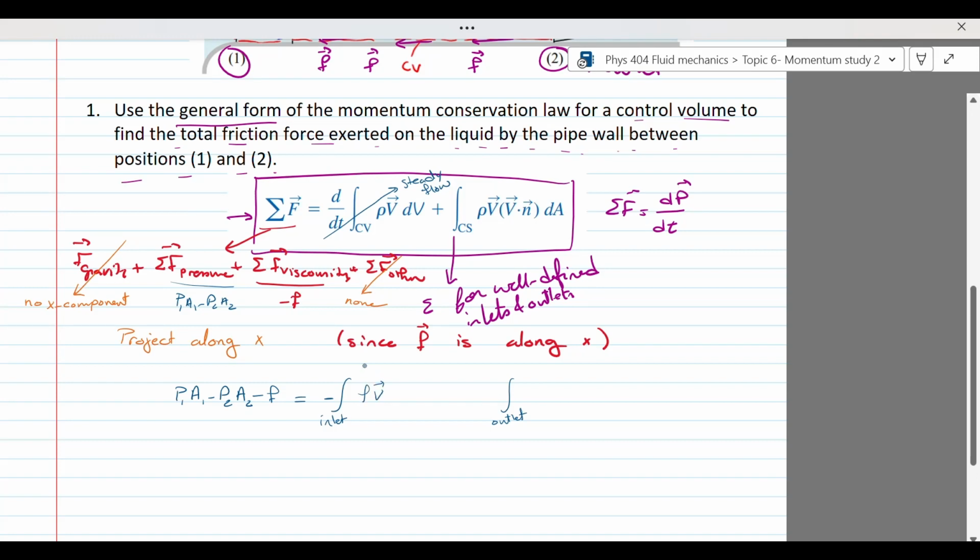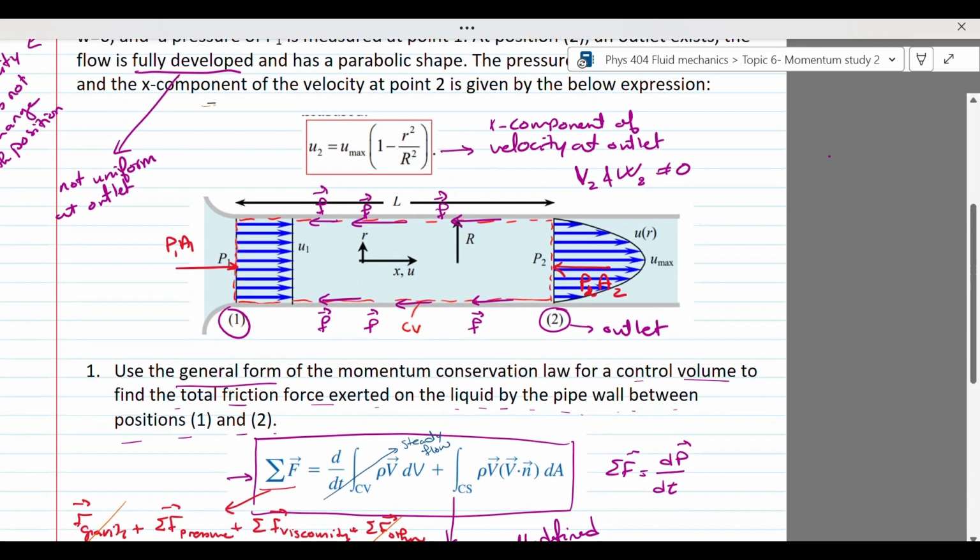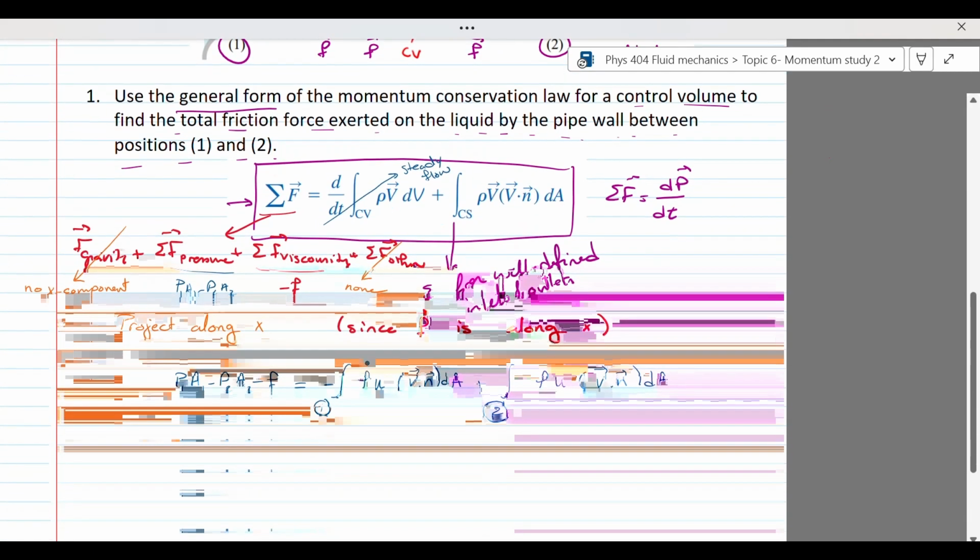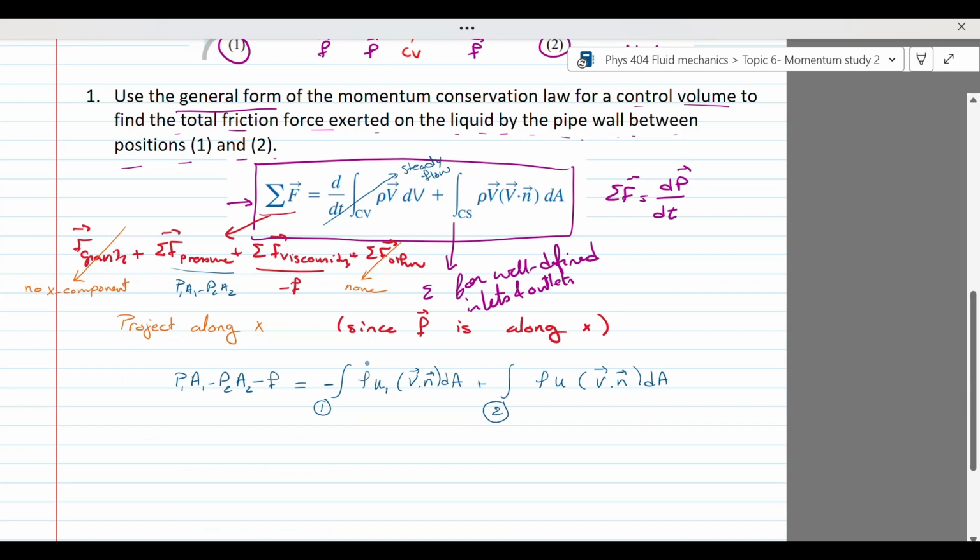I will leave things in terms of the integral and the vectors. Now I am projecting along x, so this vector here will resolve into u, whereas here I will still have the dot product because this is not really going to be a vector anymore. And over the outlet I have the same thing. Now my inlet and outlet are defined as points 1 and 2 in this problem. You can see that in our figure. This is my inlet, it's at point 1, and my outlet is at point 2. Now I can define these as u1 v1·n dA1 and u2 v2·n dA2.